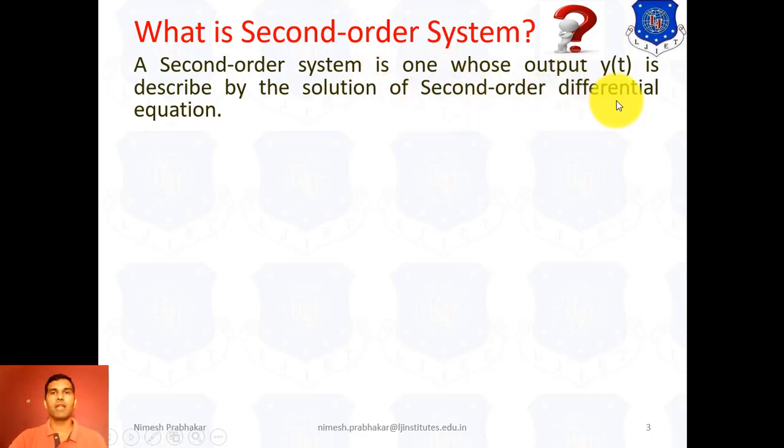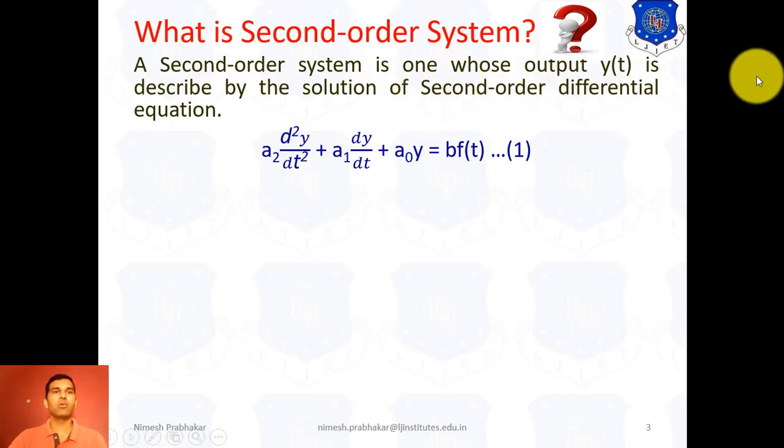So mathematically we can represent a second order system as a2 d square y by dt square plus a1 dy by dt plus a0 y is equal to b f of t. Here, if the term a2 d square y by dt square is equal to 0, then the system is known as a first order system, because the second order derivative is not present. But if the second order derivative is present, then this system is known as a second order system.